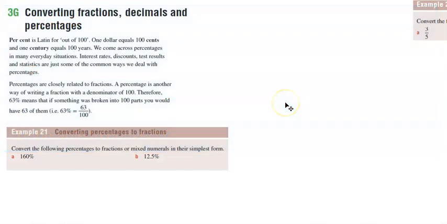So percent, we've all used percentages within maths and within the outside world of school. Percent is just Latin for out of 100, and you know the word cent sprouts from a Latin word which means 100. So $1 equals 100 cents, and 1 century equals 100 years. We come across percentages in many everyday situations, such as interest rates, discounts, test results, and statistics. They're just to name some common ways that we deal with them.